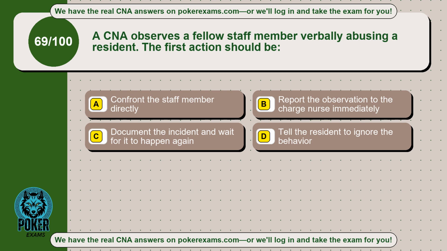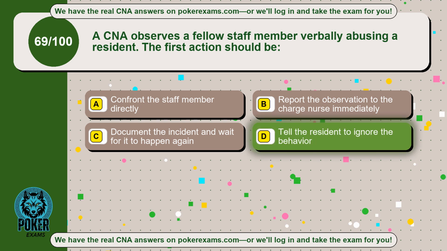Question 69. A CNA observes a fellow staff member verbally abusing a resident. The first action should be: Option A. Confront the staff member directly. Option B. Report the observation to the charge nurse immediately. Option C. Document the incident and wait for it to happen again. Option D. Tell the resident to ignore the behavior.